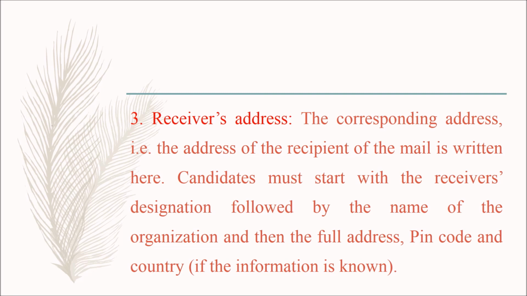The third one is receiver's address. The corresponding address, that is the address of the recipient. Here recipient means receiver of the mail is written here. Candidates must start with the receiver's designation, followed by the name of the organization, and then the full address, PIN code and country if the information is known.